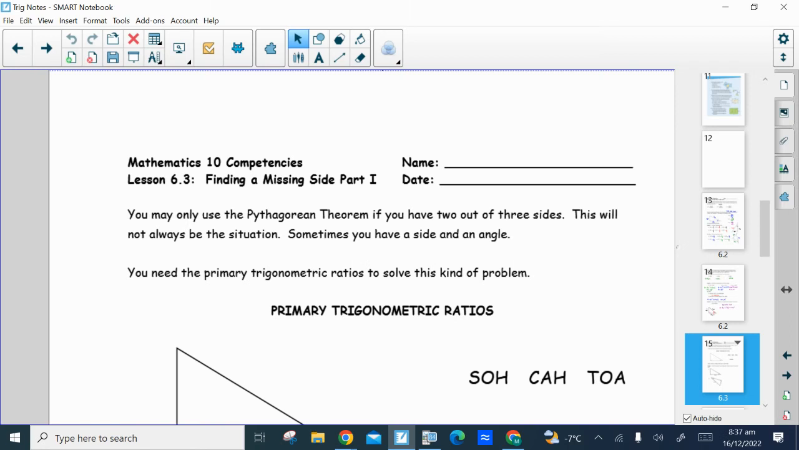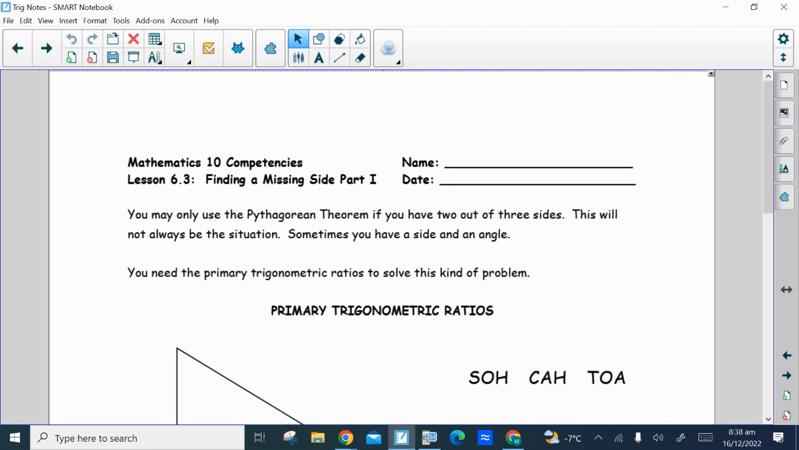So now we'll start seeing how we can use the trig ratios and SOHCAHTOA to find missing sides in right triangles. We'll spend a couple days on that, finding missing sides, and then we'll go into finding missing angles in right triangles. You may only use the Pythagorean theorem if you have 2 out of 3 sides in a right triangle. This will not always be the situation. Sometimes you have a side and an angle.